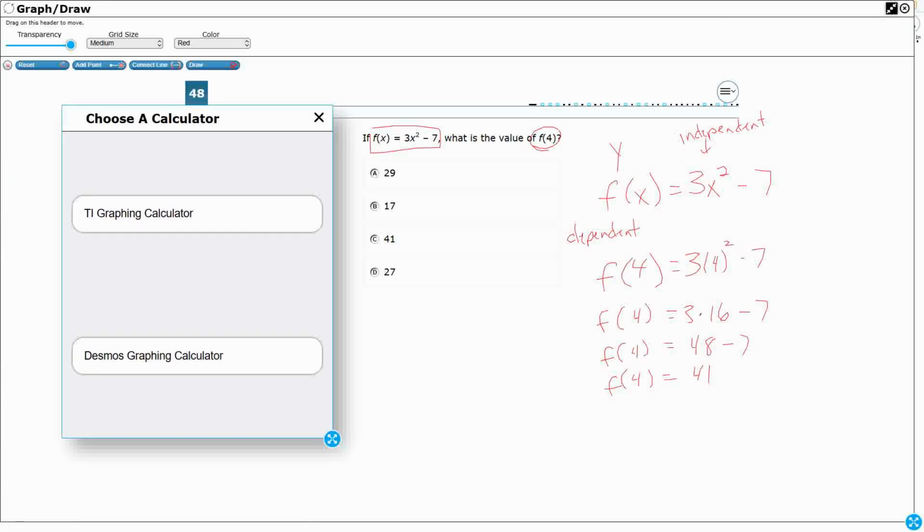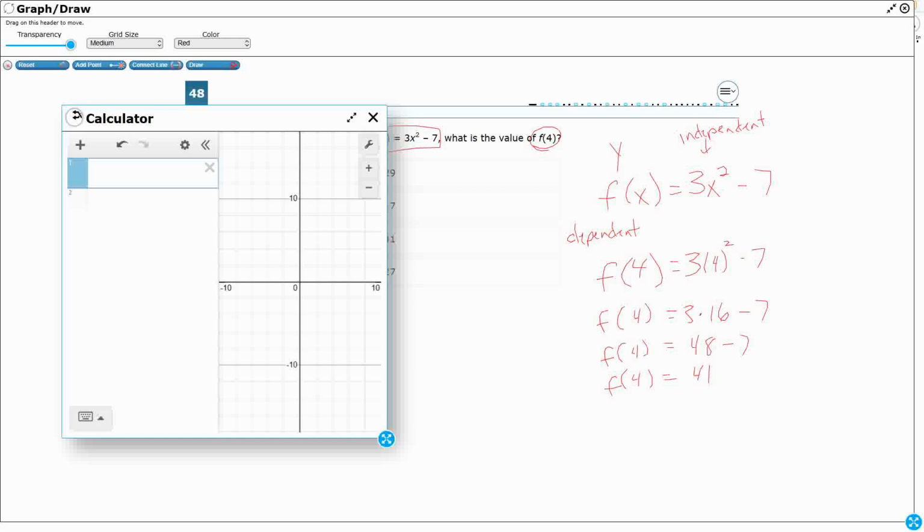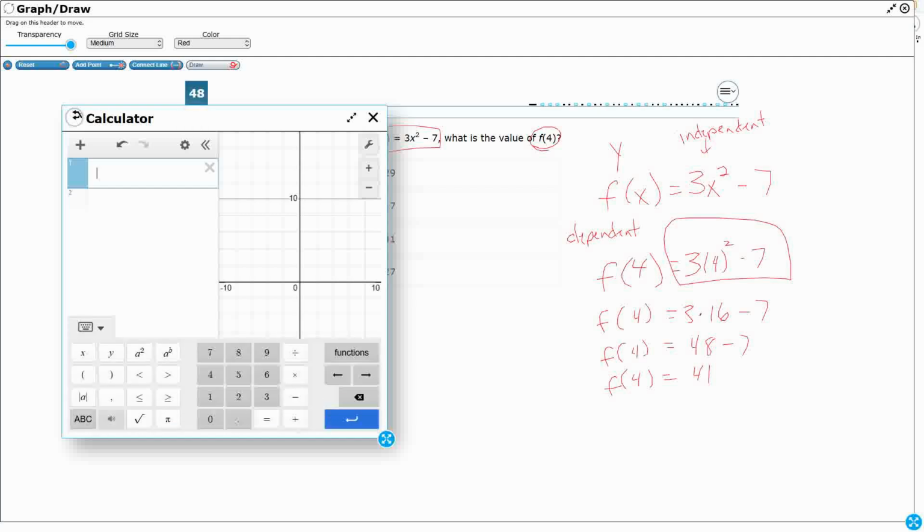Let's use Desmos for this because we can just use the calculator function, right? I'm just going to put in this right here, just to activate that calculator function. So we'll get 3, and then times. We don't necessarily need the parentheses, we can if we want to. I'm just going to square that, 4 squared, and then minus 7. And you see we've got that 41 right there. So obviously that works as we double check our work.